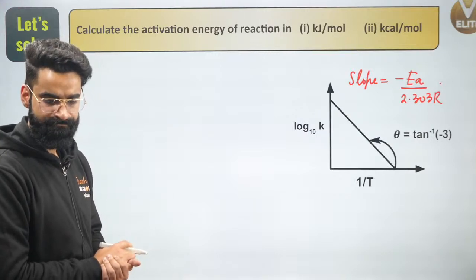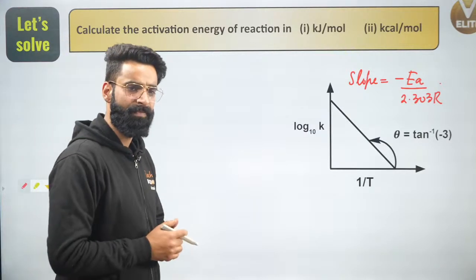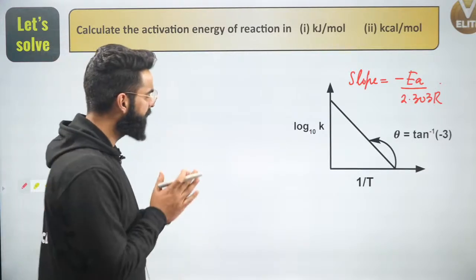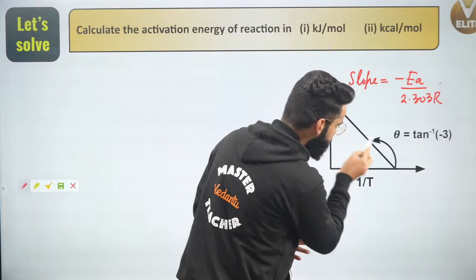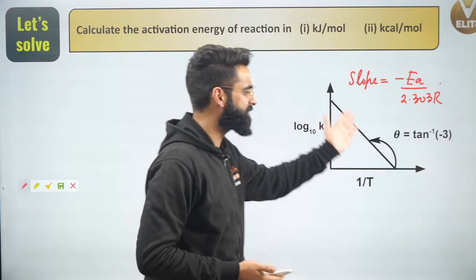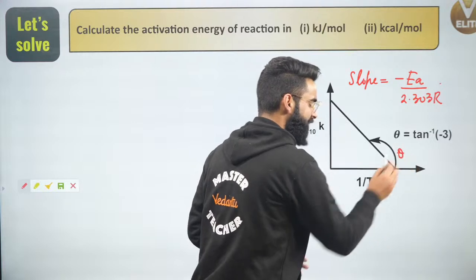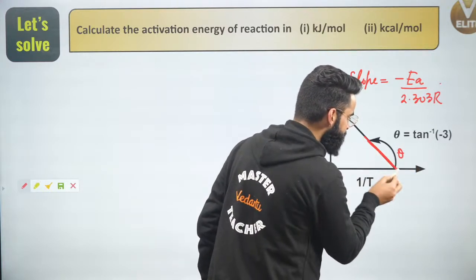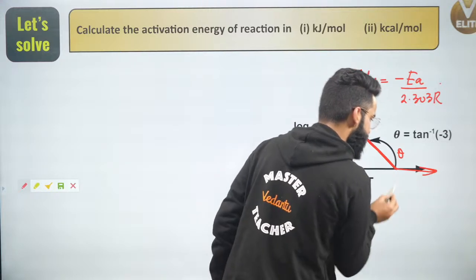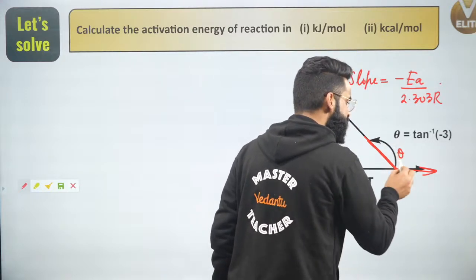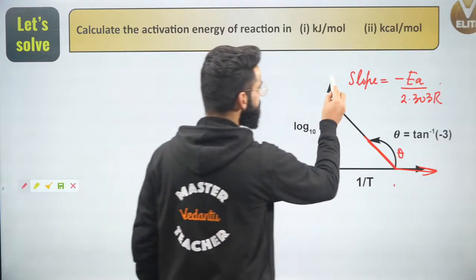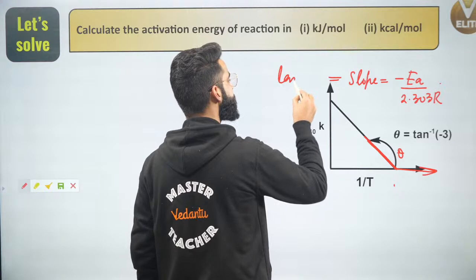Okay. Now guys, have a look. What are we supposed to calculate? We are supposed to calculate the activation energy of the reaction. If I want to calculate the slope of this curve, it means tan of theta, if this angle is theta. The slope means the angle which the curve makes with the positive x-axis in the anti-clockwise direction, that is theta. I just need to take the tan of this theta, that will give me the slope of this curve.